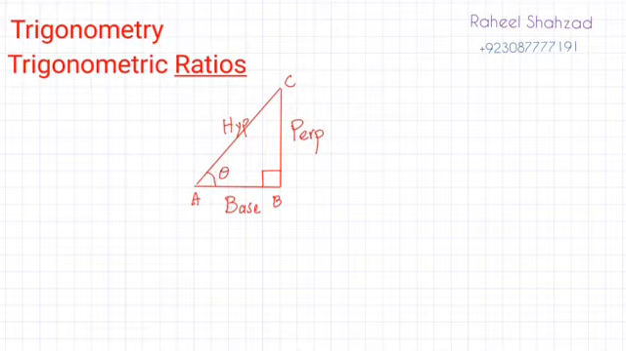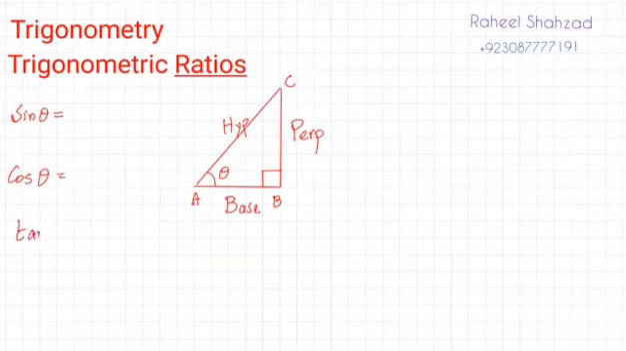What are we looking for? Opposite to the 90 degrees is always the hypotenuse. Opposite to theta is the perpendicular, sometimes called opposite. And the third side is the adjacent side or base. Now we have three trigonometric ratios known as sine of theta, cos of theta, and tan of theta.